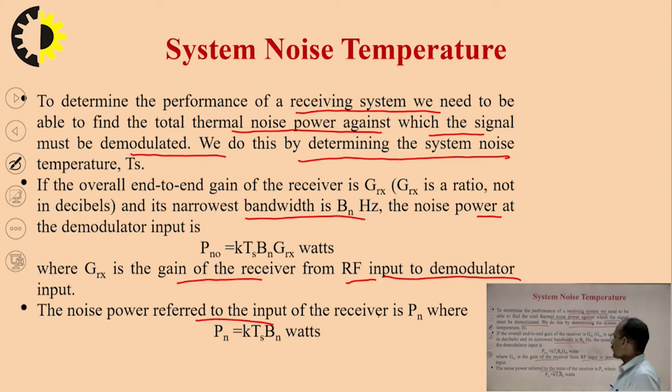When we are talking about this Ts, you have to find the overall end to end gain of the receiver, and that is GRX. With respect to that, Pno is equal to kTsBnGRX, where GRX is the gain of the receiver from RF input to demodulator input. Similarly, the noise power referred to the input of the receiver is Pn, where Pn is equal to kTsBn, where Ts is the system temperature. It means here you are talking about a particular system.